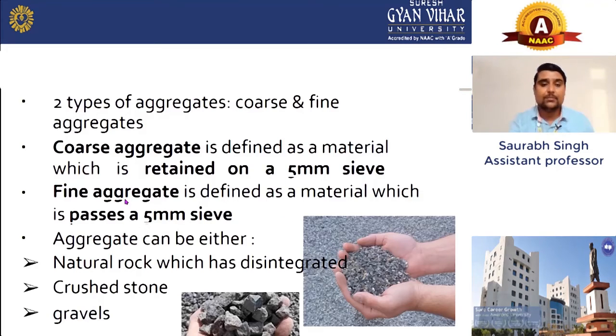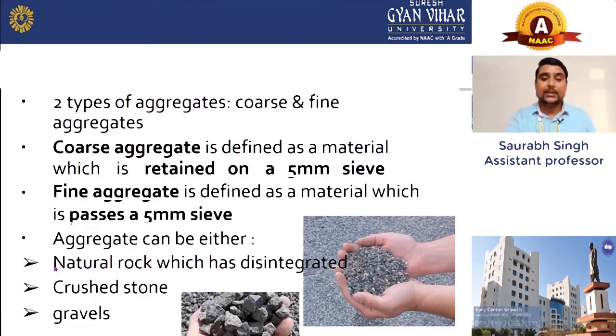And aggregate, there are two types of aggregate, coarse aggregate and fine aggregate. It is also very important to know the difference between them. As you can see in the definition, coarse aggregate is a material which is retained on a 5 mm sieve. When you take a sieve of 5 mm and shake it, if the material is retained by the sieve, it is called coarse aggregate. The size of the sieve is also very important, and this is an IS sieve.